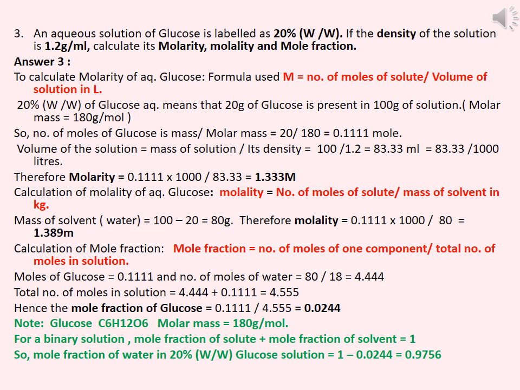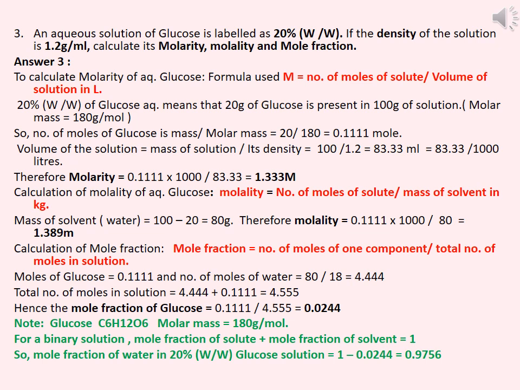We need to use the data given, 20% W by W. What does it mean? 20% W by W of glucose, or mass by mass, means that 20 grams of glucose is present in 100 grams of the solution. 20 grams of glucose is dissolved in 100 grams of the solution, and we know that the molar mass of glucose is 180 gram per mole.